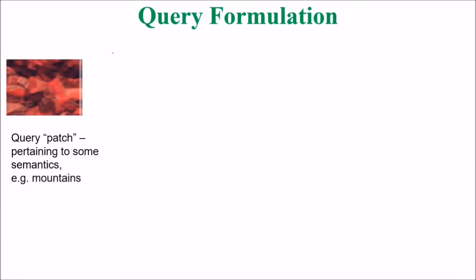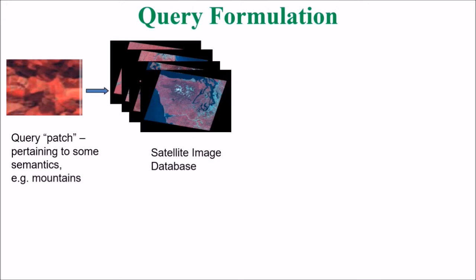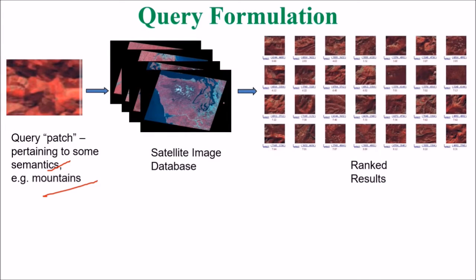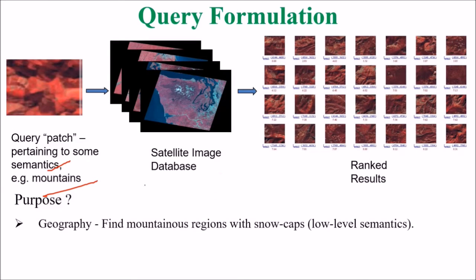Now you have to perform the query. So how will you formulate this? See, you want to query a patch pertaining to some semantics, like mountains. And this is the satellite image database you have. And these are the results ranked by their accuracy and precision.